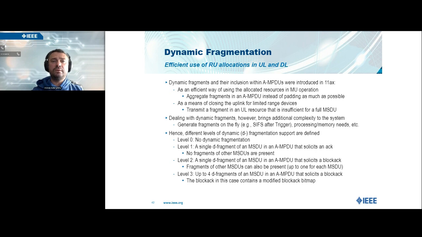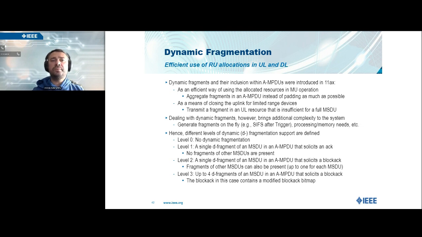So dynamic fragmentation essentially allows 3 main things. One is that the fragments can be of any size, so they are not restricted to be the same, so that you can use them instead of padding. The other is that you can aggregate them in an AMPDU. And the third aspect is that they can be acknowledged with block acknowledgements as well, which was not possible. All these added functionalities allow dynamic fragmentation to be an efficient way of using the allocated resources in MU operation, because you're essentially aggregating fragments of an AMPDU instead of padding.